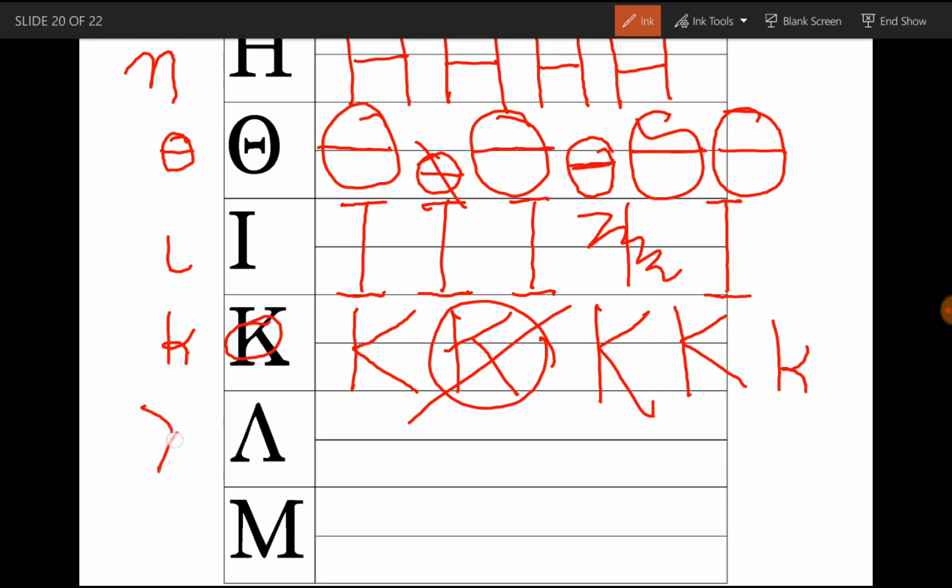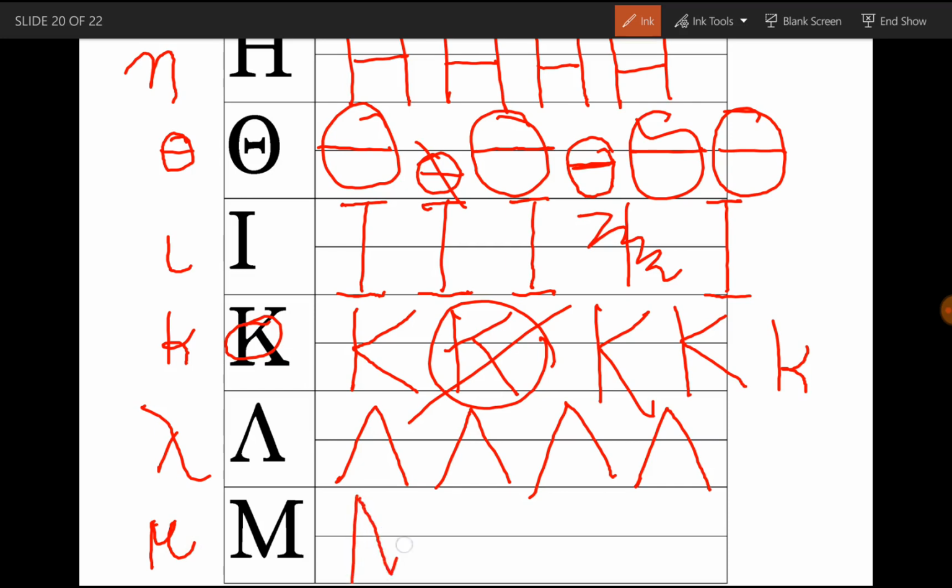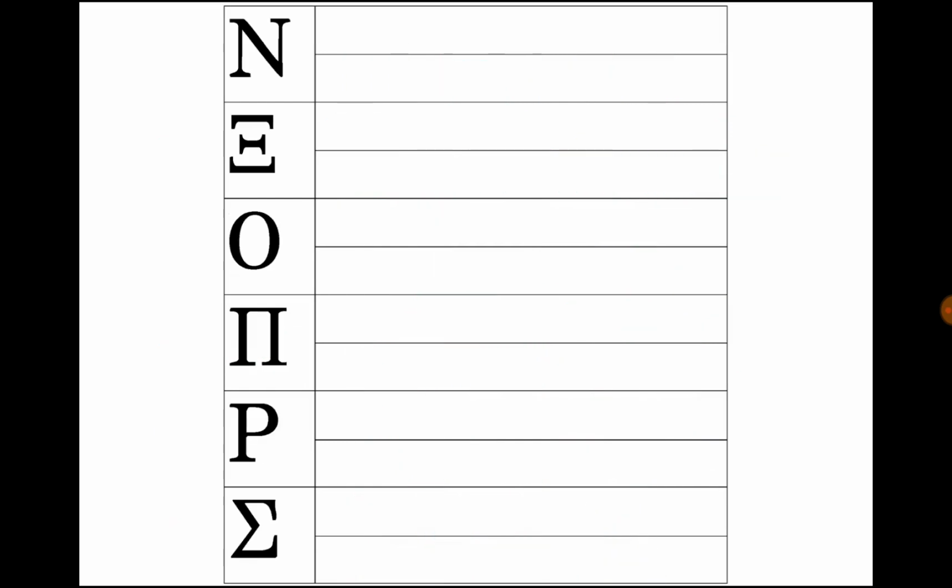Lambda. So what does the capital lambda look like? It just looks like an unfinished triangle. This is lambda. And then mu. Remember that the small mu is like that. Capital mu.